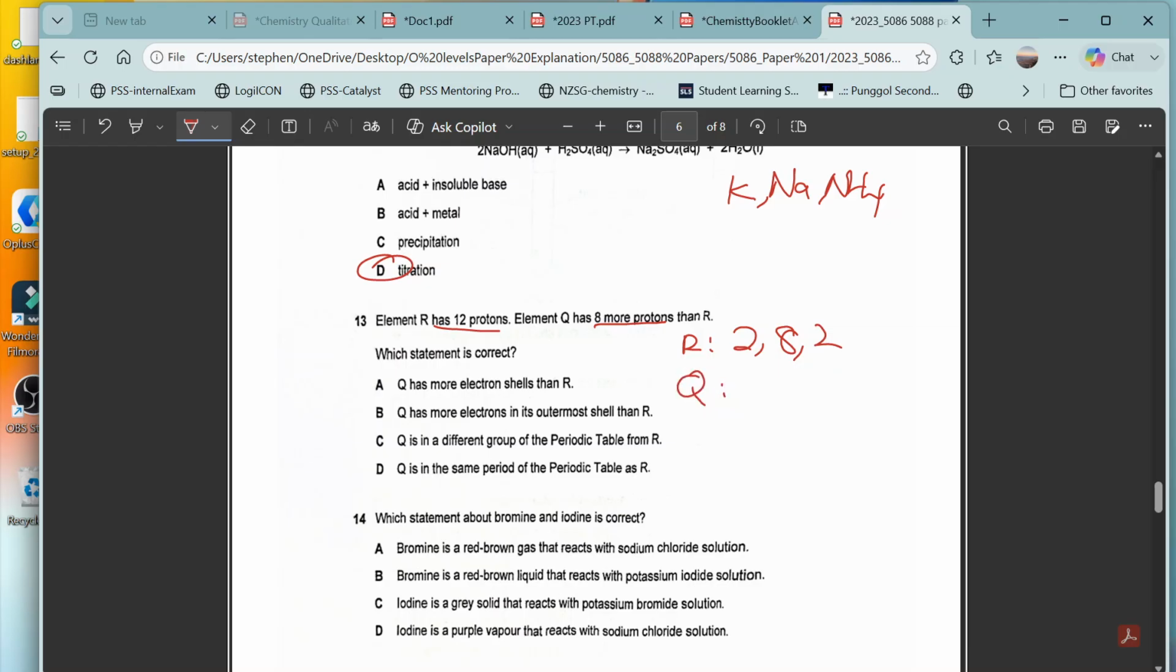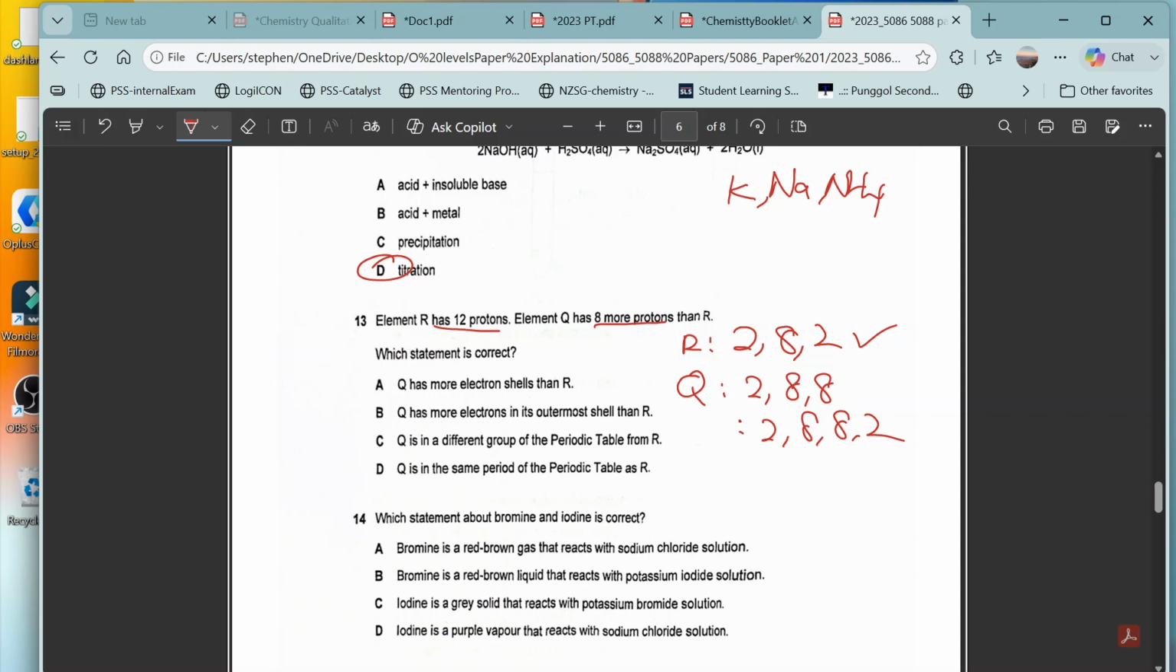Q has 8 more protons. Is this the meaning of 8 more protons? Are you sure? Take a look. Originally it's 282. If you think that Q is 288 is 8 more protons, you are wrong, because 288 means 6 more protons, not 8 more protons. So 2 plus 6 is equal to 8, isn't it? So you have to add another 2 more, right?